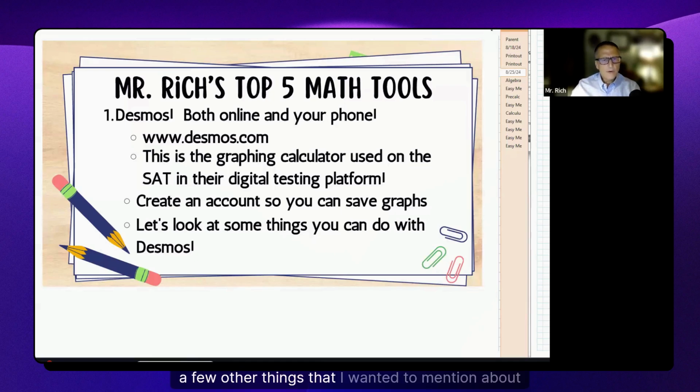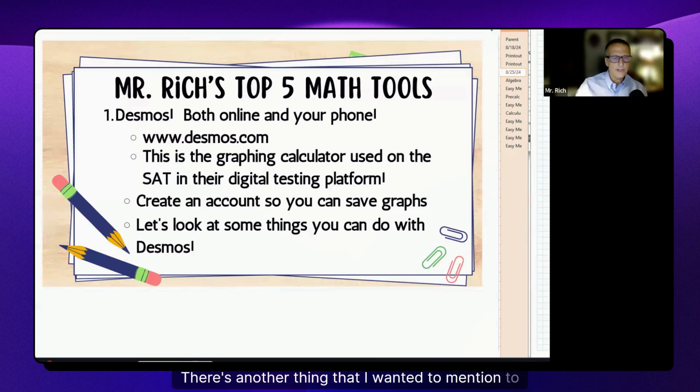A few other things that I wanted to mention about Desmos. If you have been preparing for the SAT, you know that the new digital platform for College Board that they use to administer the SAT test has a calculator embedded in it, and it is the Desmos calculator. So if you know how to use Desmos online, when you go to the SAT, then you're going to be able to use that to its full advantage to help you on the test.